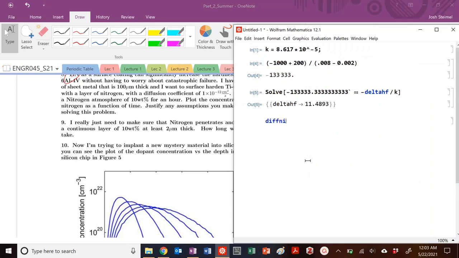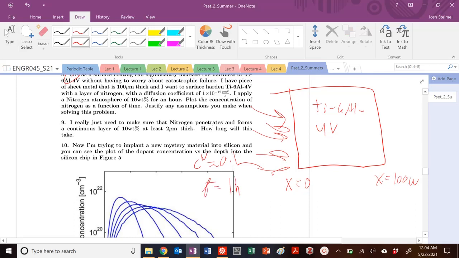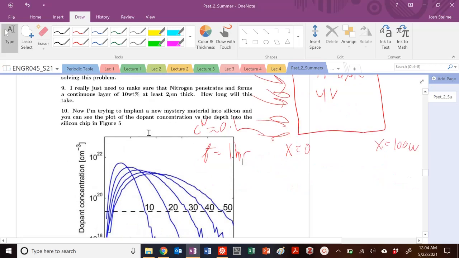So diff ni is equal to 1 times 10 to the minus 16 meters squared per second. I don't want to work with centimeters, I want meters squared per second. So I apply essentially this nitrogen atmosphere that has a nitrogen concentration. Here my concentration of nitrogen is about 0.1 weight percent, so I just write it as a fraction. And we're doing this for a time t equal to 1 hour. So plot the concentration of nitrogen as a function of time.